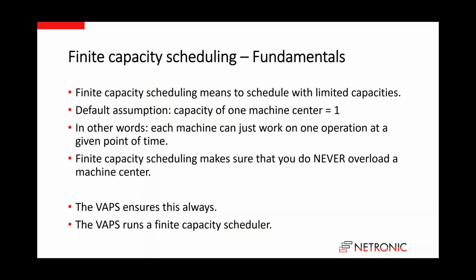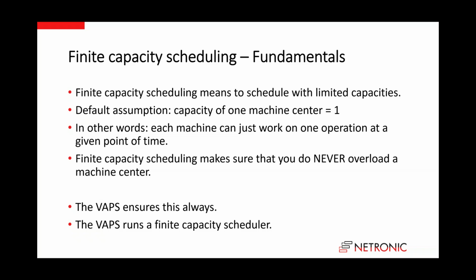So finite capacity scheduling, and I put this very simply here. Finite capacity scheduling to us means that we schedule with limited capacities, and for the time being, our default assumption in the VAPS is that the capacity of a machine center is 1. So we look at finite capacities on machine center level with the VAPS. We don't look at it right now on the work center level. This may be something to come later, but right now with the VAPS we schedule on machine center level, and we work on the assumption that the machine center has a capacity of 1, which in other words means that any machine can just work on one operation at a given point of time. So no overlaps on machines like you observe in standard Business Central.